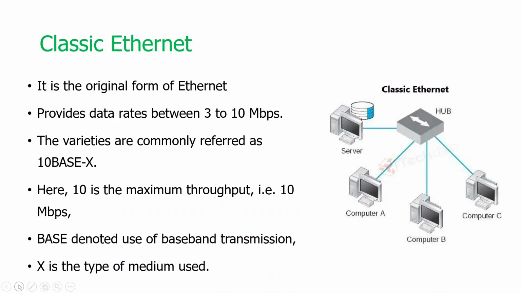First, classic Ethernet. Classic Ethernet is the basic form of Ethernet and provides data rates from 3 to 10 megabits per second. The varieties are commonly referred to as 10Base-X. Here 10 represents the throughput, that is the data rate in bits per second. So 10 means 10 megabits per second, and Base means its original form of transmission, that is baseband transmission. There is no modulation, and X is the type of medium used.